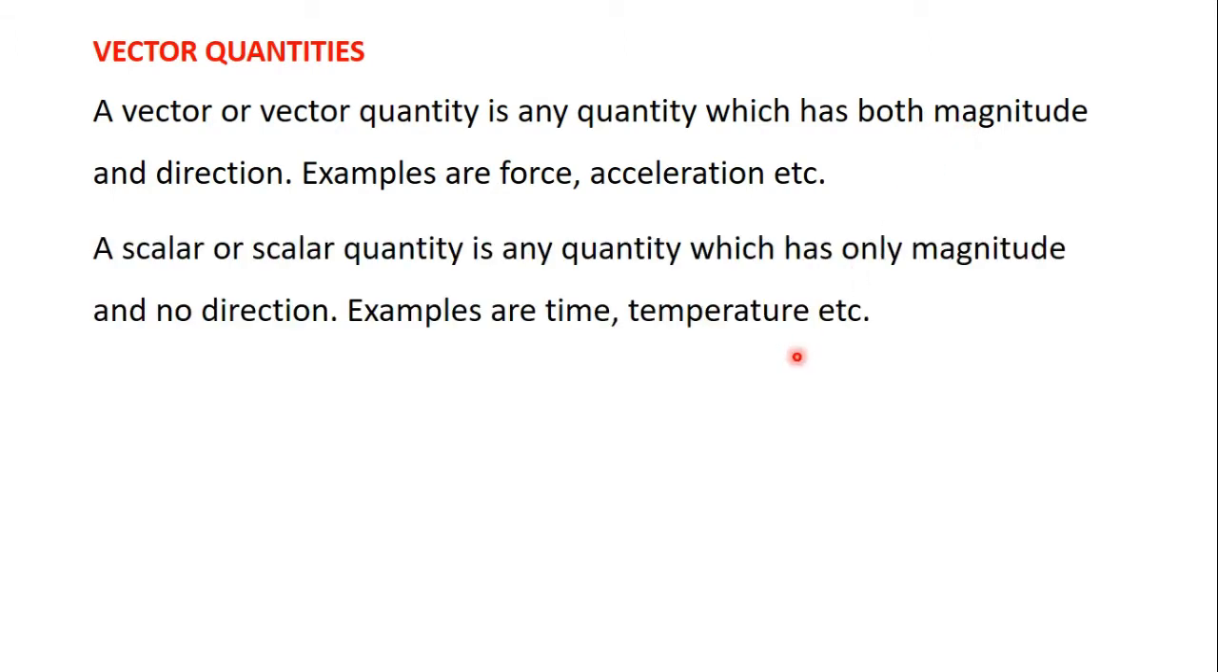Another quantity called the scalar quantity is a quantity that gives only magnitude but no direction. Examples are time, temperature, etc. In this video and the subsequent ones, we are going to concentrate on vectors.